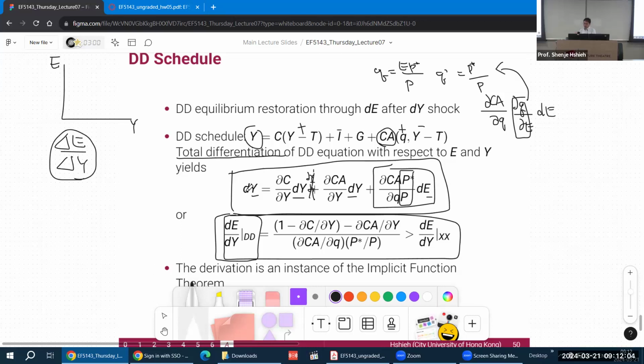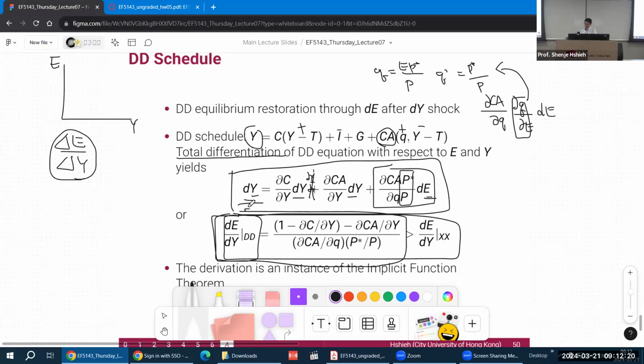And then, of course, we can rearrange all these terms such that we put dY and dE on one side, right? This is what this expression here is. So how do we do that? Well, we can divide everywhere by dY, right?